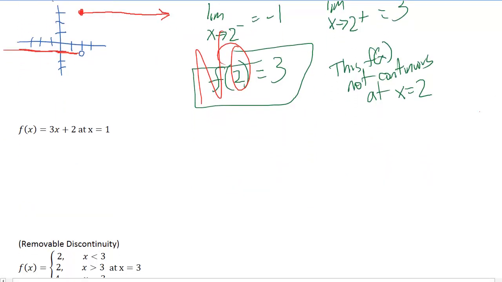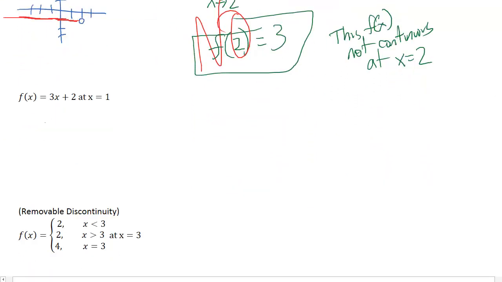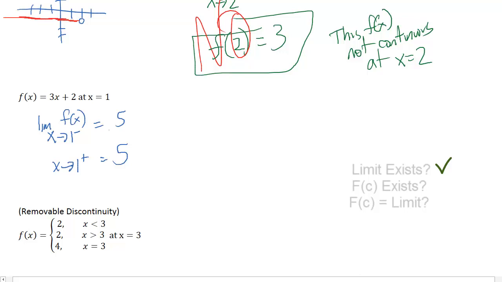Okie dokie. Next example. So first, we write the limit as x approaches 1 of the function f of x, and I'll just write f of x, we know what it is, and then we're going to get some value. And we have to evaluate it coming from the left, and then we have to do it as it's coming from the right. So coming from the left, we plug 1 in, we get 3 plus 2, that equals 5. Coming from the right, well, that's also going to be equal to 5, obviously. So our first rule is satisfied. The limit does exist, and it's equal to 5.